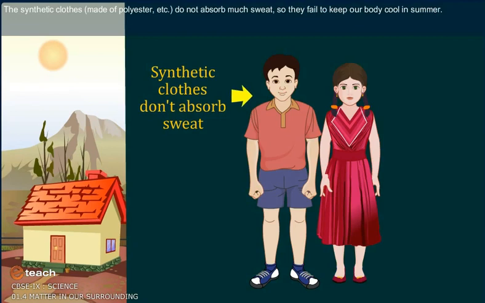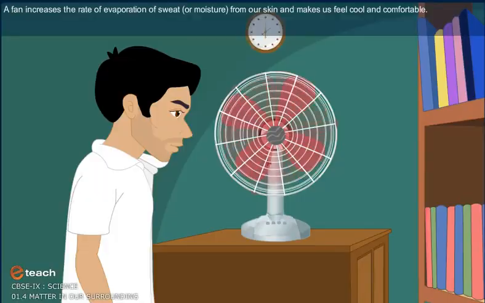The synthetic clothes made of polyester, etc., do not absorb much of sweat, so they fail to keep our body cool in summer. A fan increases the rate of evaporation of sweat or moisture from our skin and makes us feel cool and comfortable.